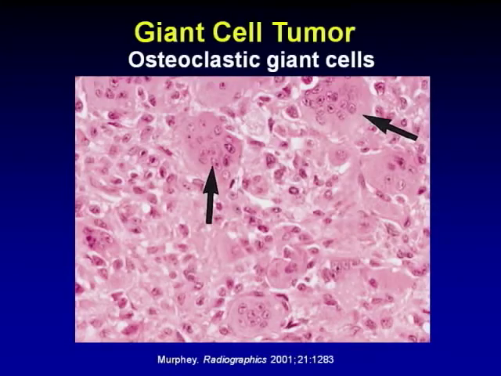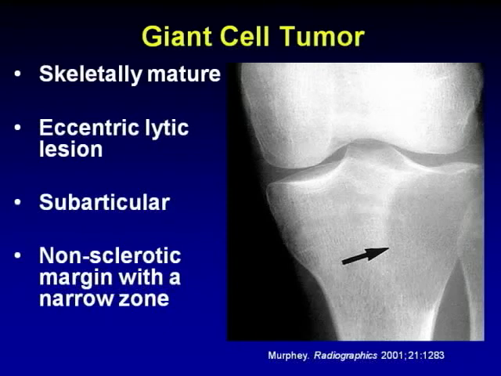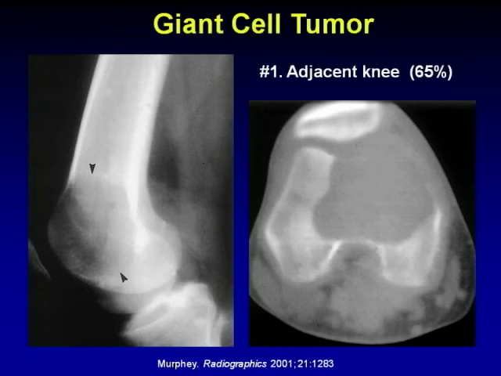Giant cell tumors of bone, so named because of the osteoclastic giant cells. These have certain specific features that I think should be committed to memory. They occur typically in skeletally mature patients with closed physes as an eccentric lytic lesion abutting the subchondral bone plate, and they have a non-sclerotic margin on radiographs, typically with a narrow zone of transition. No matrix. So here, I swear I had this exact case on boards with the same image quality.